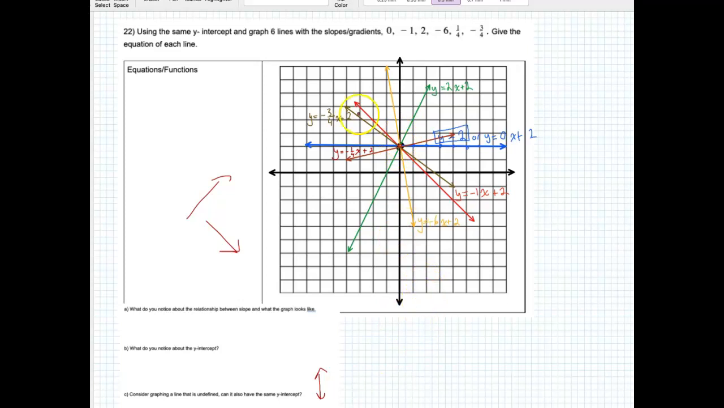All right, so just kind of a question to make you think about slope and y-intercept. Visually, what are the characteristics and so on.